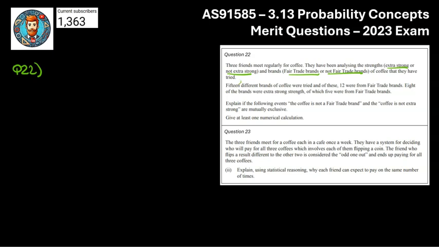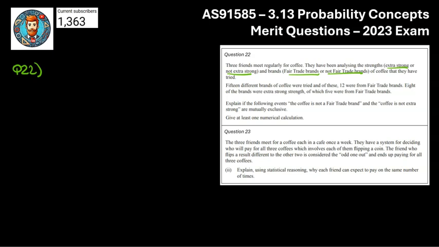15 different brands were counted for, so 15, that number might be useful, and they've hidden that number in text as well, which is a bit tricky. 12 were from fair trade, so I'm pretty convinced now it's going to be a two-way table, because probability trees often will have decimals and fractions and percentages as part of the answer, whereas we've got whole number integers, so that maybe tells me it's going to be that. Explain if they're mutually exclusive. And perfect, because mutually exclusive is really easy to spot on a two-way table, right?